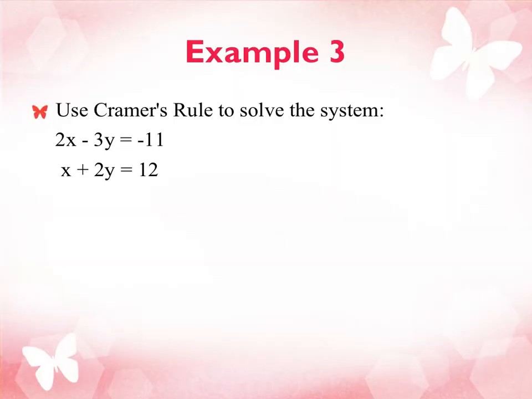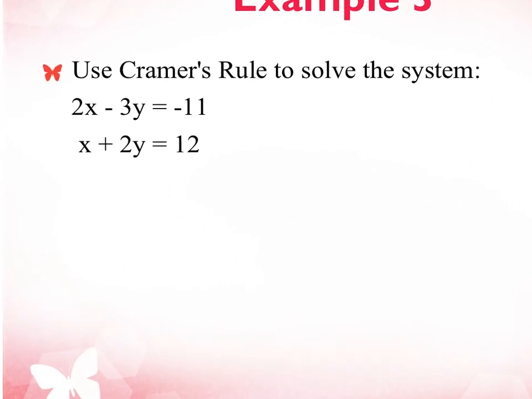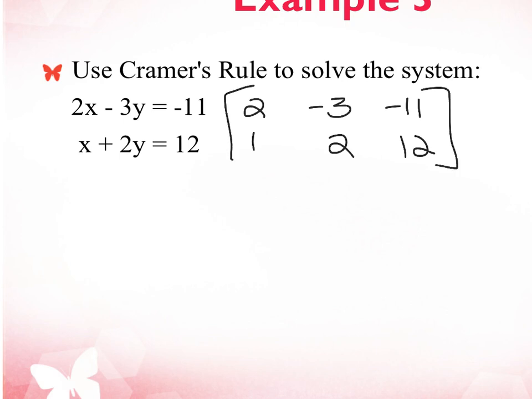All right, so use Cramer's rule to solve the system. First thing I'm going to do is rewrite it in matrix form. So this is 2, -3, -11, 1, 2, 12. So we operate just with the coefficients from here on out. So the first one is D. D is the x's and the y's. So 2, -3, 1, 2. I'm going to come back and do the determinant. We're just going to set it up first.